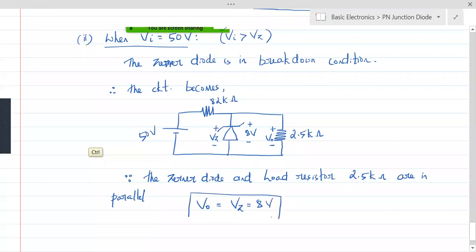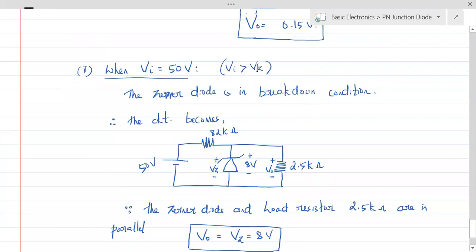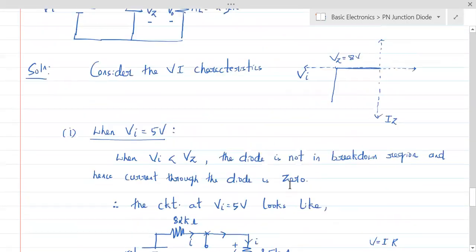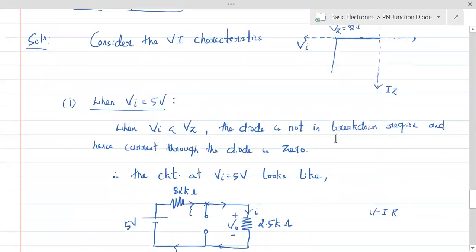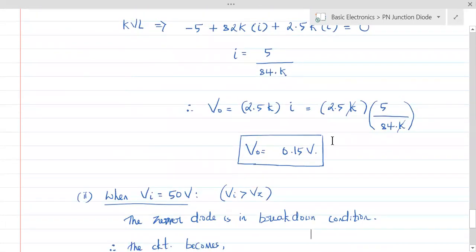Okay. So what is the conclusion here? When the input voltage is greater than the Zener voltage, the output voltage is equal to the Zener voltage, because the Zener voltage will not change. That would be constant. However large your Vi is, the Vz across the diode is constant. So for Vi greater than Vz, V naught is Vz. Is that okay with you, everybody?